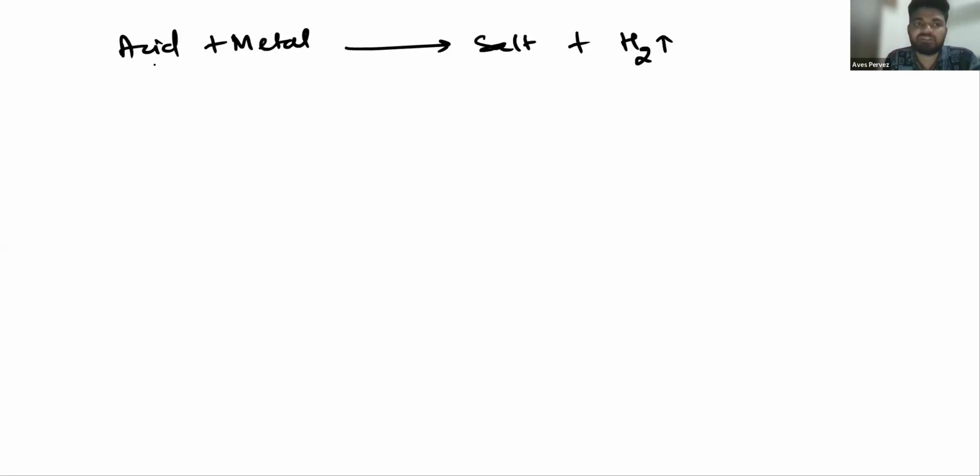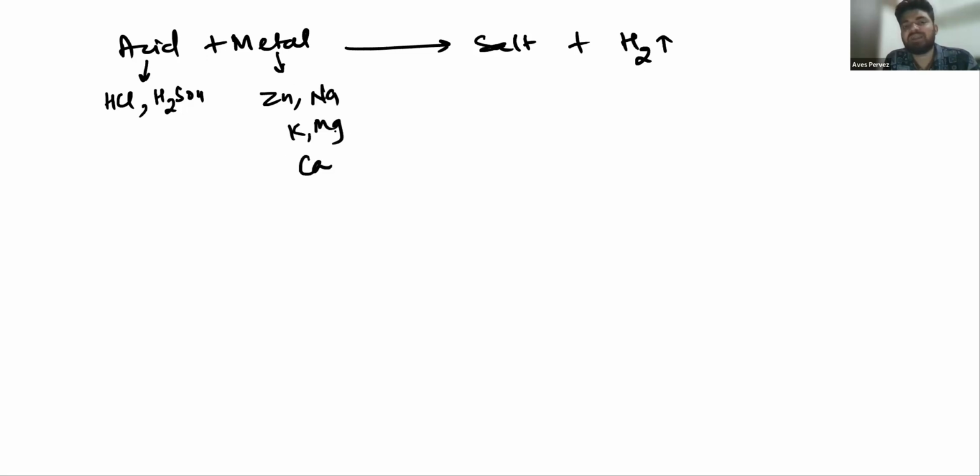We're going to discuss the questions also. If the acid is HCl, generally the question asks about HCl. If the acid is H2SO4, these are the two most important acids. And the metals here can be zinc, sodium, potassium, magnesium and calcium. These are the most commonly asked metals when they react with acids. A metal X can be zinc or sodium, and that is the most commonly asked.